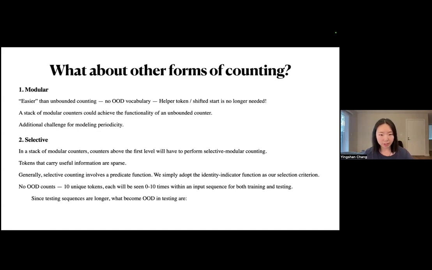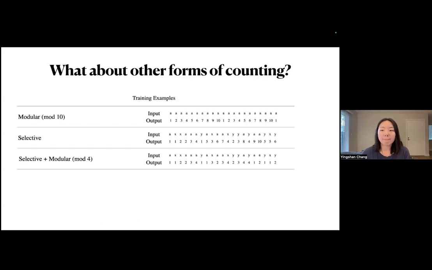However, we do have factors that will become out of distribution in testing. These factors are the sum of all counts and the range of dependency in order to perform selection. So here's the summary of the input-output formats for our modular and selective counting variants.